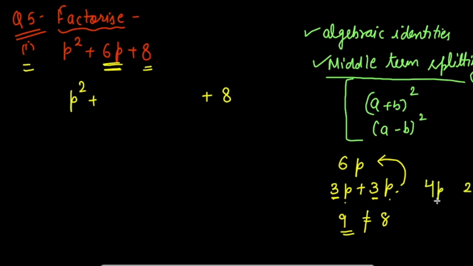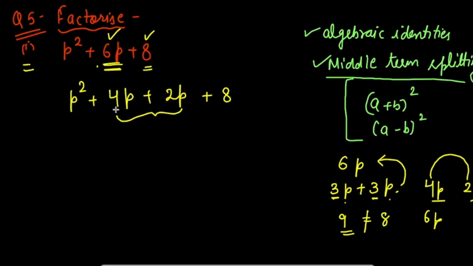4p and 2p. So 4p plus 2p is giving me 6p, which is your middle term. And if I take the product of the constants, 4 twos are 8, which is also there. It means I can write 6p as 4p plus 2p, right? 4p plus 2p is plus 6p, and the product of the constants, plus 4 into plus 2, is giving me plus 8. Okay. Now you see again you are getting 4 terms.